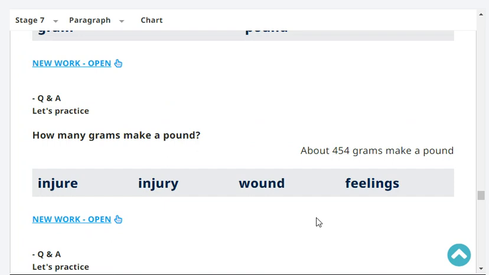How many grams make a pound? About 454 grams make a pound. Very good.